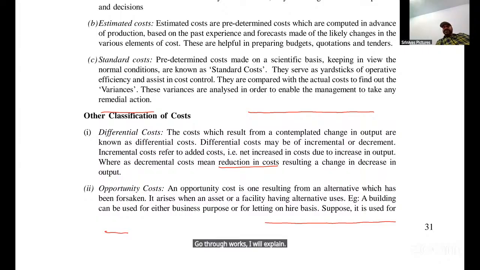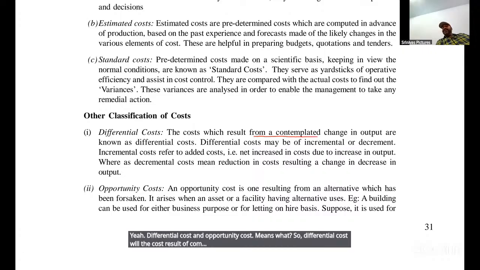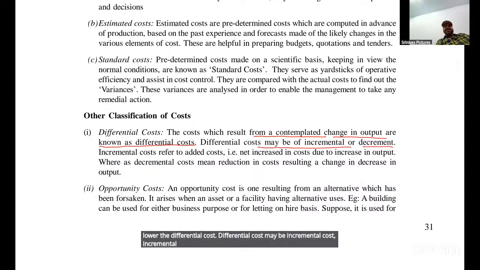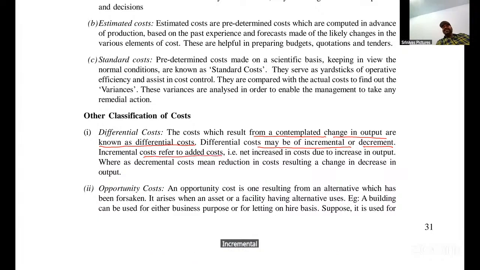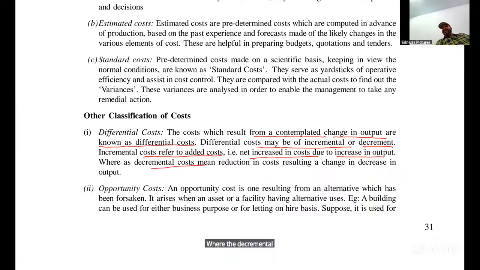Differential cost and opportunity cost mean what? Differential cost means the cost resulting from a contemplated change of output. Differential cost may be incremental cost or decremental cost. Incremental cost refers to added cost, the net increased cost due to the increase of output, whereas decremental cost means reduction of cost resulting from a decrease of output.